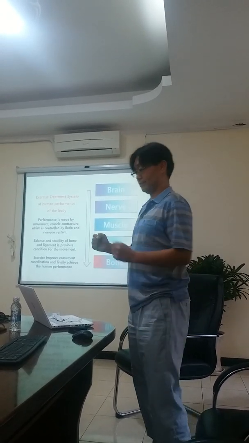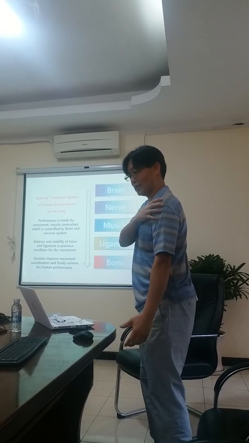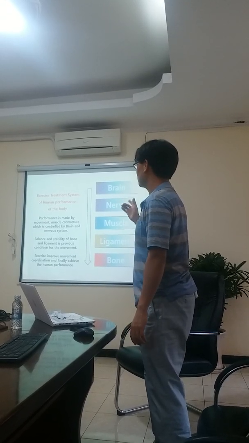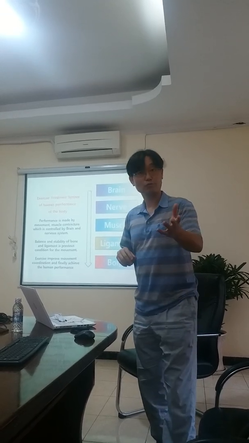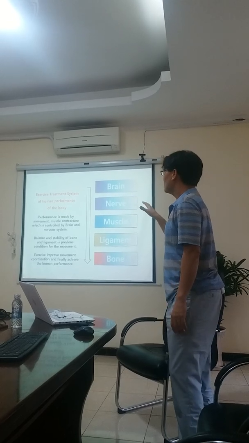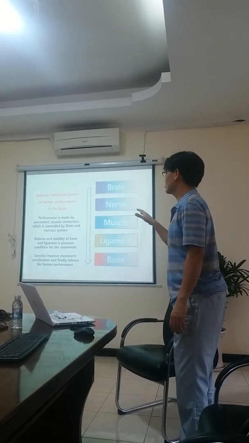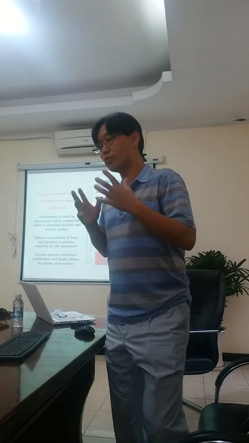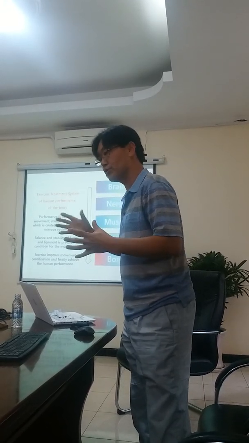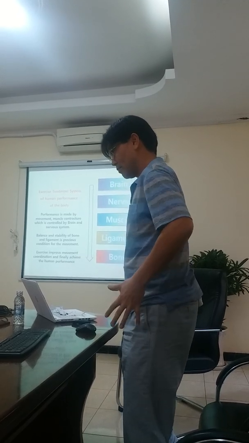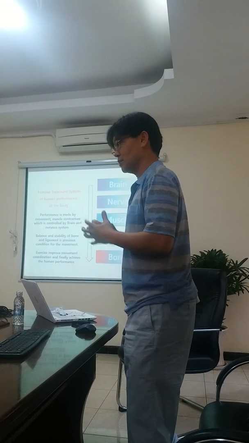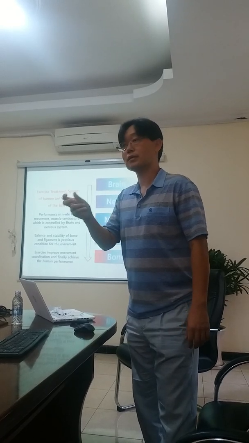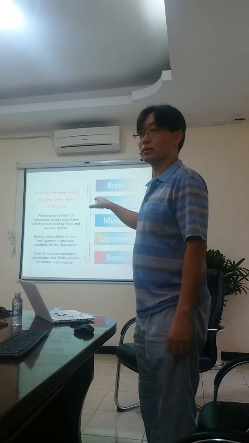Performance is made by movement. Here is a stiff shoulder, and movement is very important. Muscle contraction is controlled by the brain and the nervous system. And balance and stability of bone and ligament is a precondition for movement. Not only muscle function, but first the bone balance and ligament stability are very important. We do injection and prolotherapy over the ligament, and this is the basic reason.